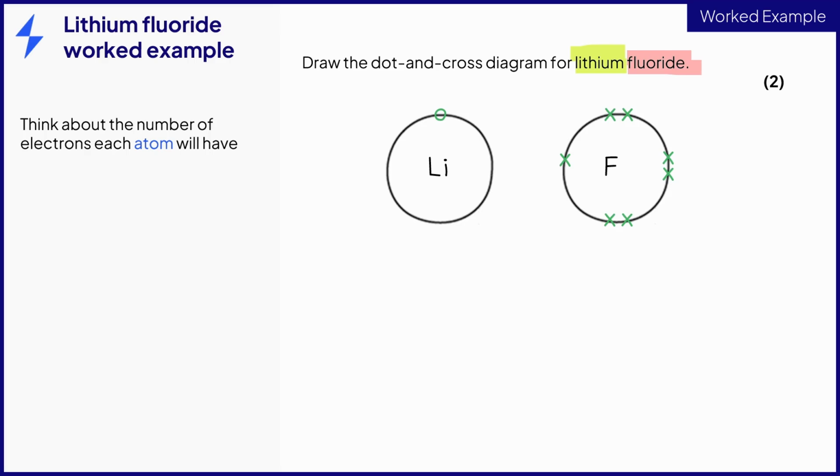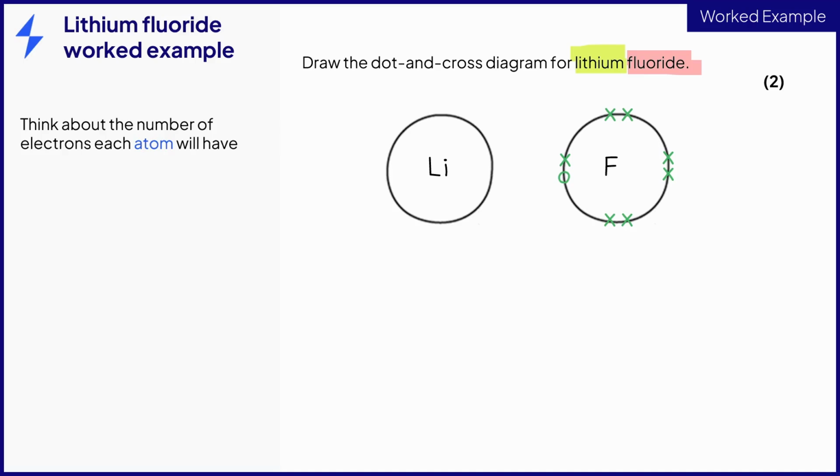Lithium needs to lose its outer electron to have a full outer shell. Fluorine needs to gain 1 electron to have a full outer shell. So 1 electron is transferred from the outer shell of lithium to the outer shell of fluorine. By putting a dot into the outer shell of fluorine, it shows that this electron has come from lithium.